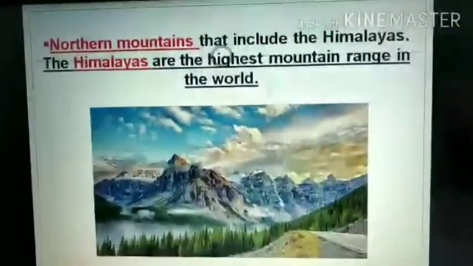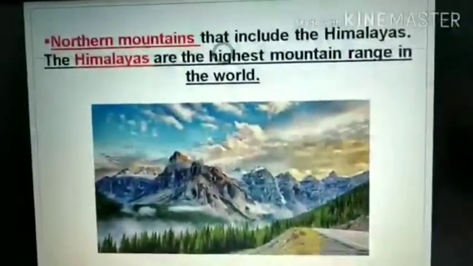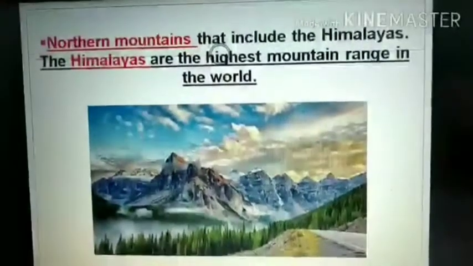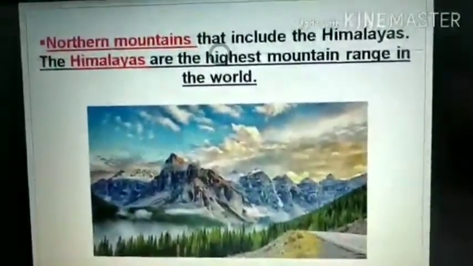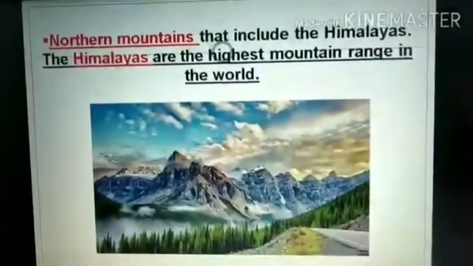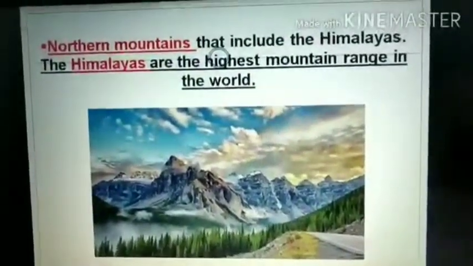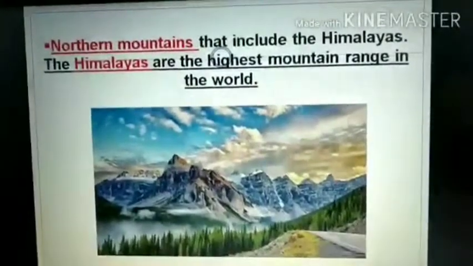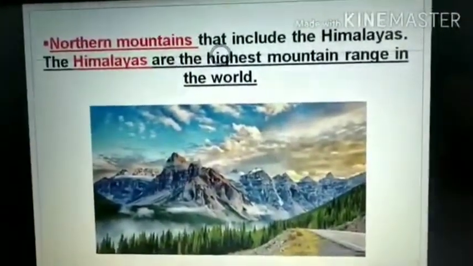Students, look at the first physical feature of India, that is northern mountains. That includes the Himalayas. The Himalaya mountain range is the longest and the highest mountain range in the world. Okay, children. And the world's highest peak is located here. It's called Mount Everest.